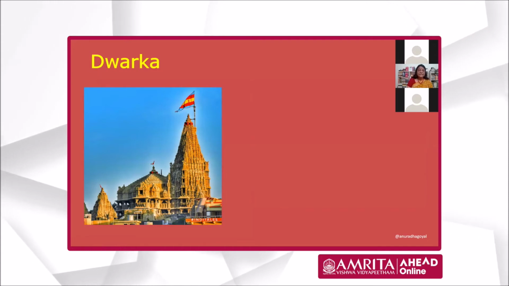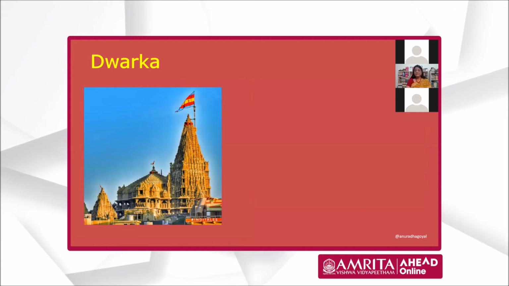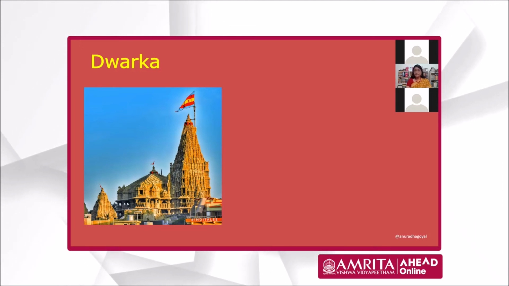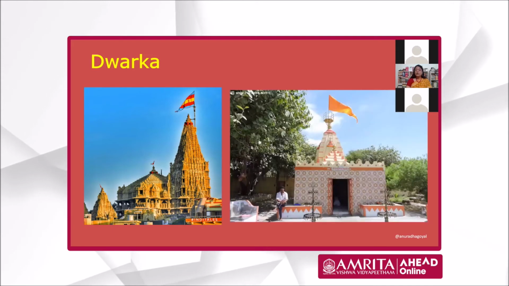Okay, so the next one is Dwarka. Dwarka, we of course know, is a city that Krishna and Balram had set up on the western coast of India next to the sea. It's known as Dwaravati. It had a lot of gates, and it's a golden city, one of the most opulent cities described. But what is interesting is this temple on the right.